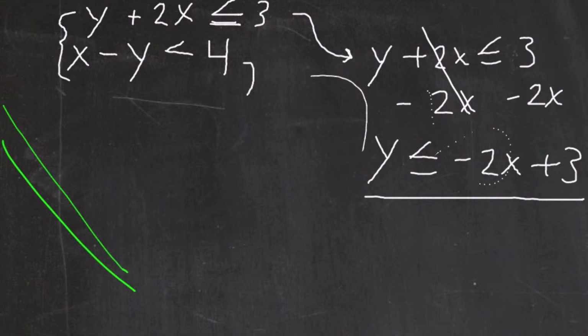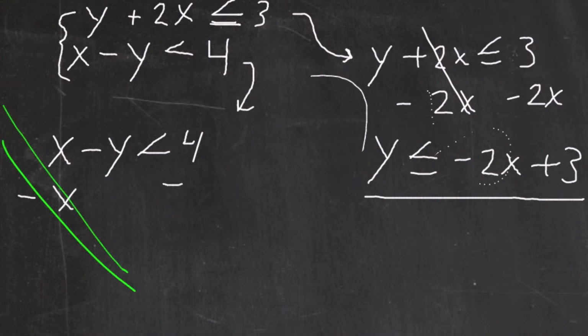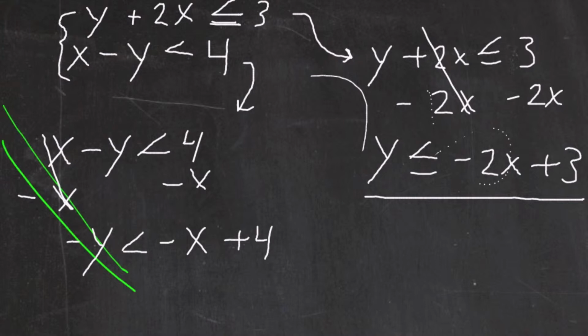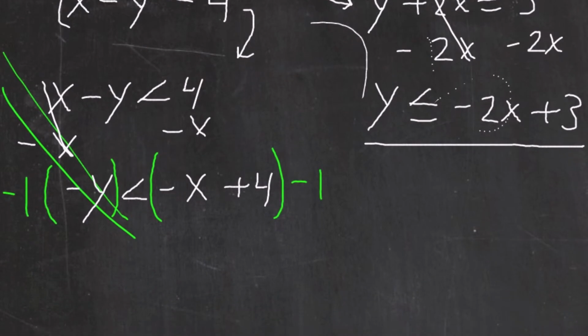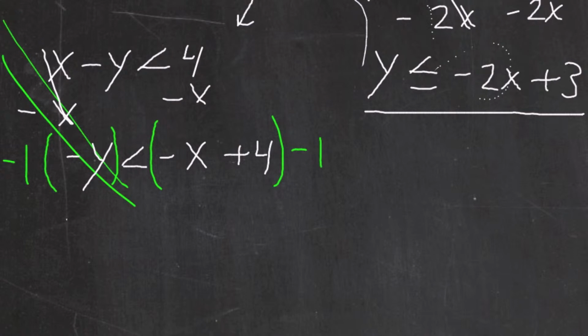And with the other one, we have to first start off by moving x to the other side. But now, to get y by itself, we're going to have to multiply both sides by -1. The left side will become positive x. The right side will become x minus 4.